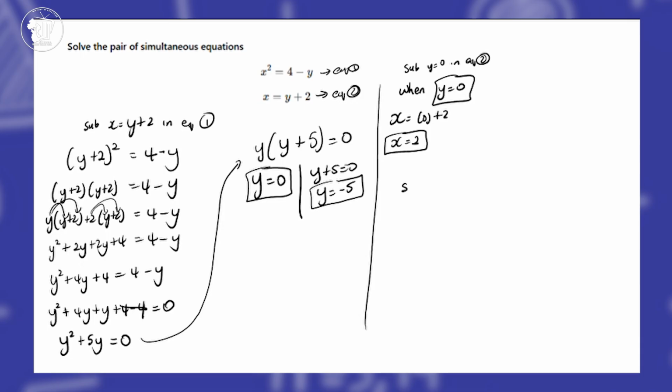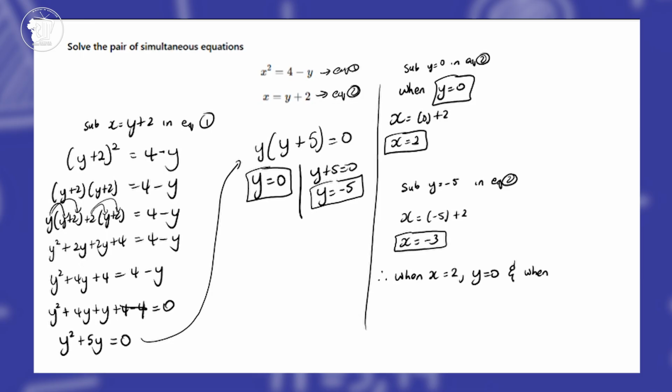Next, we substitute y equals negative 5 in equation 2, sorry. So x is equal to, instead of y plus 2, negative 5 plus 2. So x would therefore be equal to negative 3. To answer this question, we can say therefore, when x is equal to 2, y is equal to 0, and when x is equal to negative 3, y is equal to negative 5.